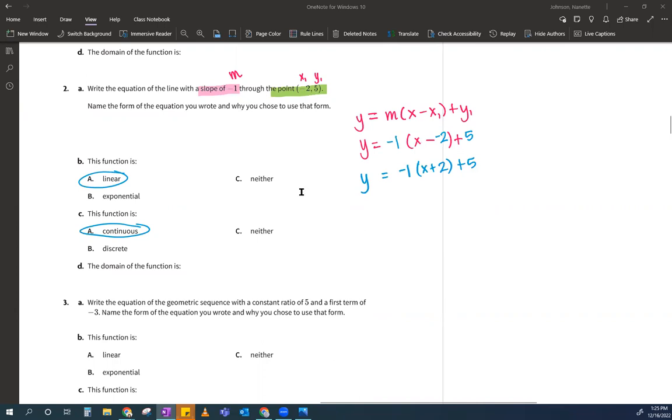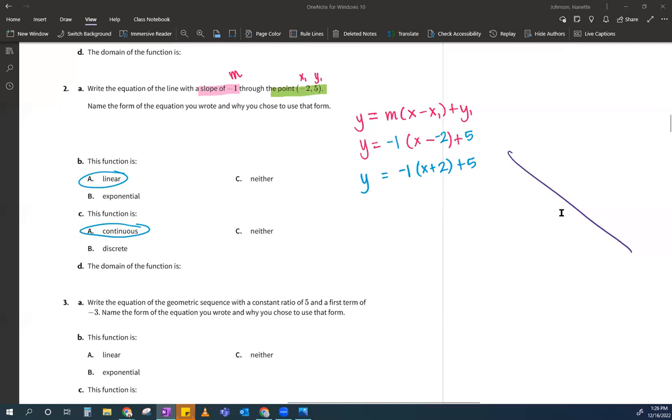I know. Someone said, but Miss Johnson, I thought linear was spelled exponential. No. Okay, so the reason why this is continuous is because if I asked you to draw me a line, you guys would draw me something that looked like this, right? Actually, in this case, it would probably look more like this, a negative sloped line. So notice this is continuous, right? There's no gaps, there's no holes, there's no jumps.